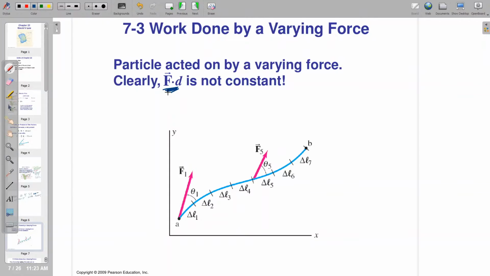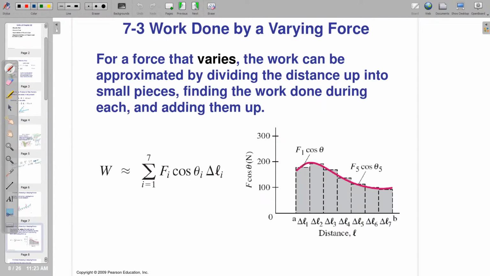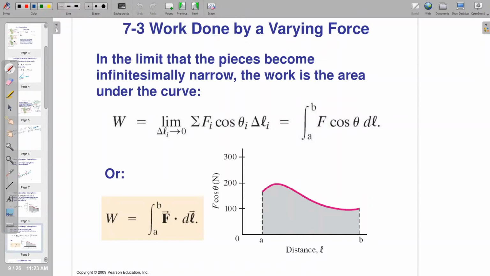But what you can do is break that distance traveled up into little parts and take the dot product between each one of these little tiny elements. Right here it's broken up into 7 different pieces. For a force that varies, you can approximate this by dividing the distance up into small pieces. You can even divide it up into an infinite number of infinitesimally small pieces, right? And in that limit, the work is the area under this force distance curve.